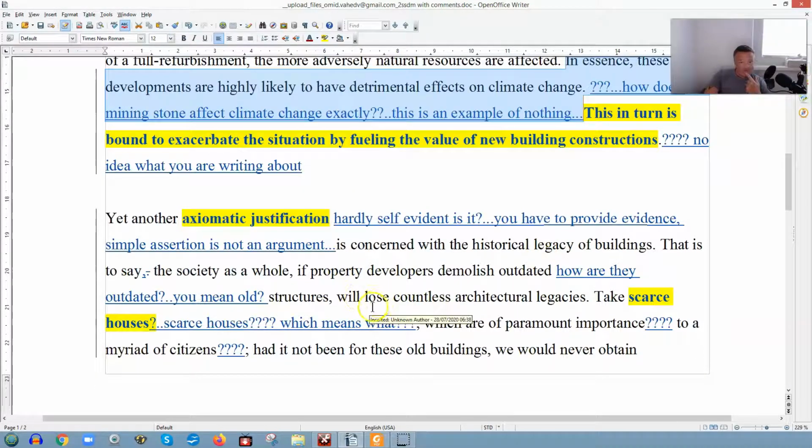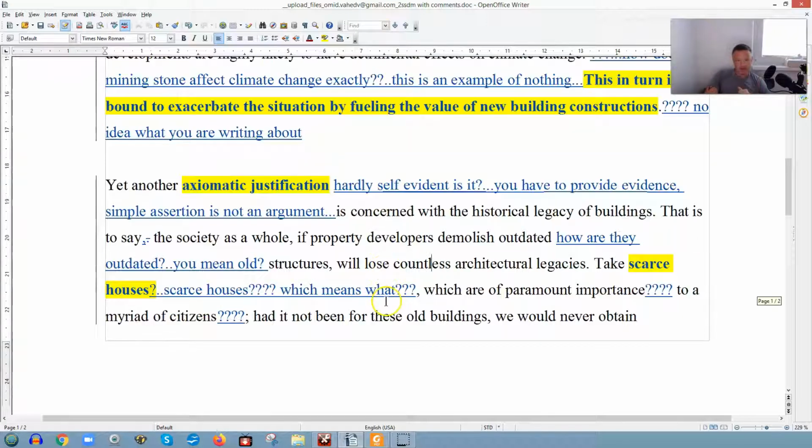Now, axiomatic means self-evident. Well, you're not supposed to. You're supposed to provide the evidence. You're supposed to convince the reader. Simple assertion is not an argument. Saying something, oh, it's self-evident, that's not an argument. You have to logically, systematically develop your ideas.